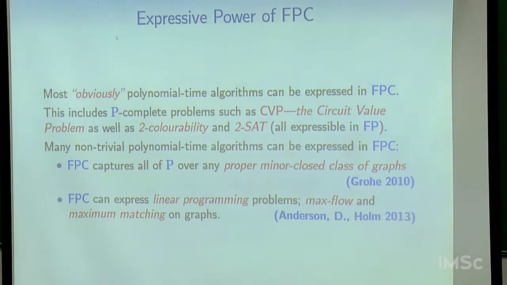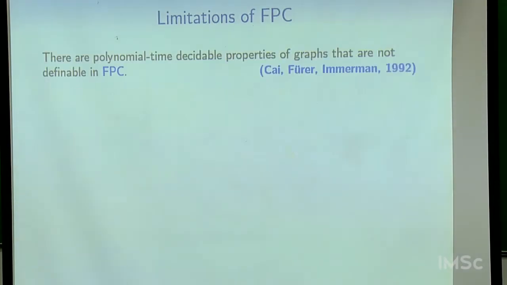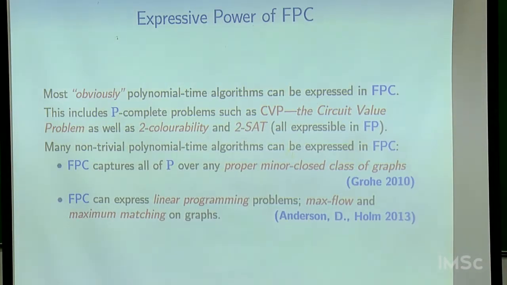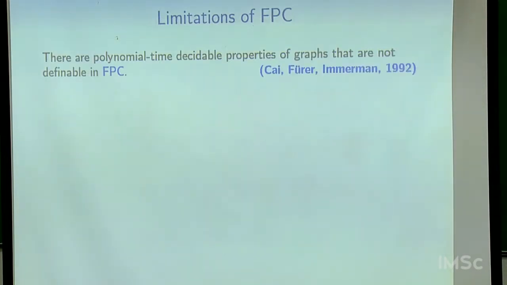So FPC is quite powerful. It can express lots of interesting things. On the other hand, we know it's not all of polynomial time. There are limitations already back, I say 1982, that's the journal version, but probably in about 89, Cai, Fürer and Immerman showed that there are polynomial time properties of graphs that are not definable in FPC. Okay, so it is not all of polynomial time.